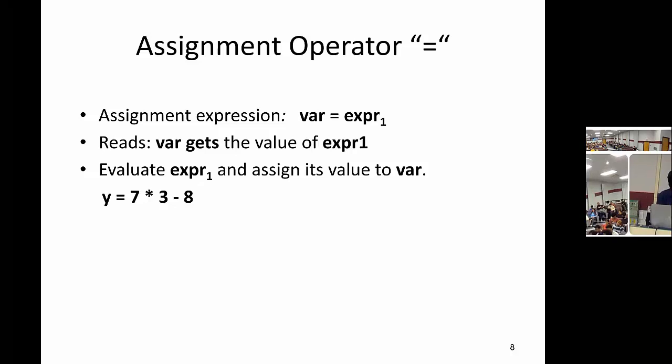For example, you cannot say expression 1 equal var, right? It doesn't make sense. Because the point is that you want to put a value in a variable. Expression is not a variable, it's not a memory storage, right? So you cannot really store something into it. So it's always the case that you should have a variable on the left-hand side of the assignment operator, because the variable is a place in memory that you can store values in, right?